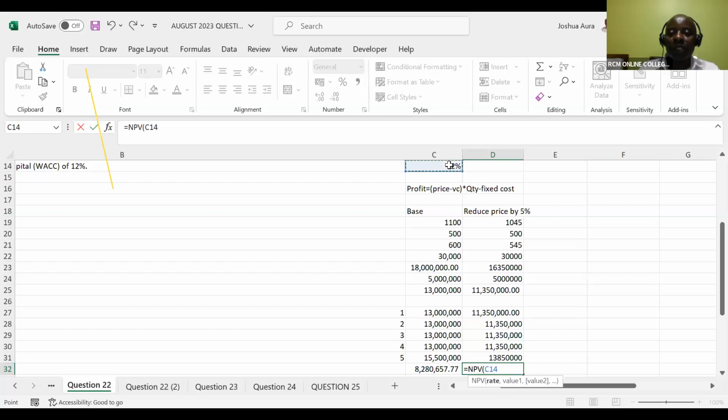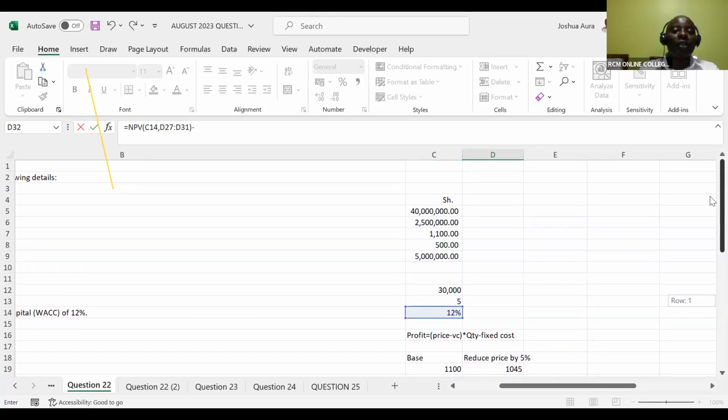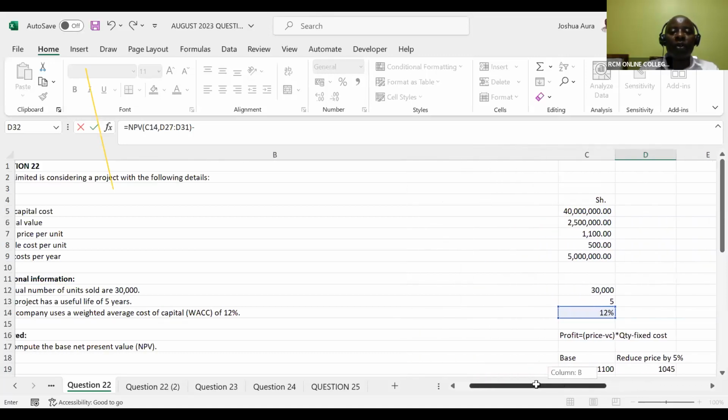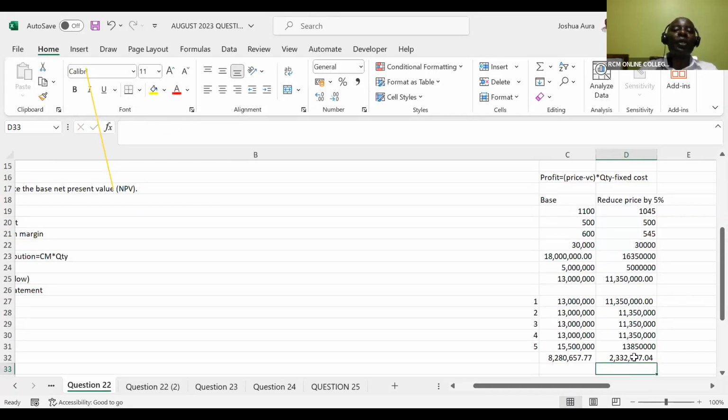The rate is 12%. And then I say comma, ladies and gentlemen, from there, value 1 to value 5. These are the values. So I'll come and pick them. And of course, after I've picked all the values, you say close bracket, and then you say minus what here, somebody? Minus the initial outlay. And the initial cost has been given. The initial cost, if I remember very well, was this 40 million. So you are able to get your net present value if we reduce the price by 5%.